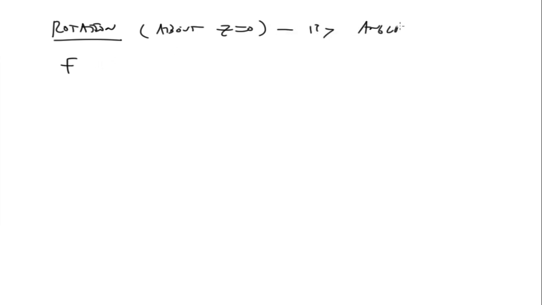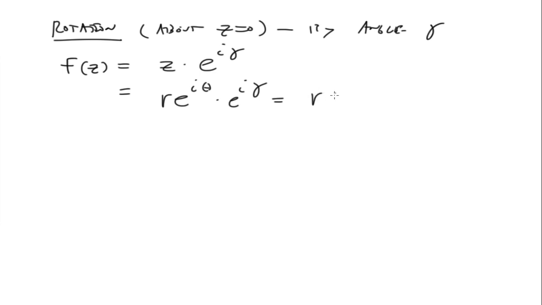So let's talk about the rotation. We might talk about rotation about z equals 0. Here would be a simple example of a rotation, say by angle gamma. So f of z can be z times e to the i gamma. That should cause a rotation. We can see this if we write z in polar form, r e to the i theta, times e to the i gamma, and that becomes a rotation of the complex plane, e to the i (theta plus gamma).